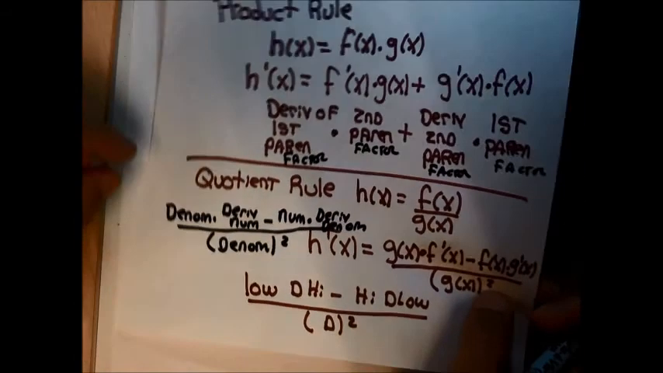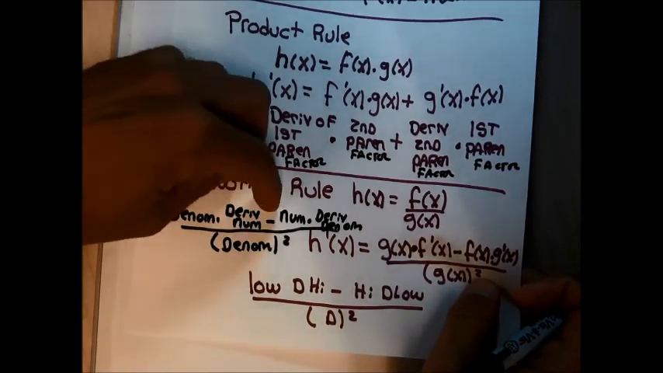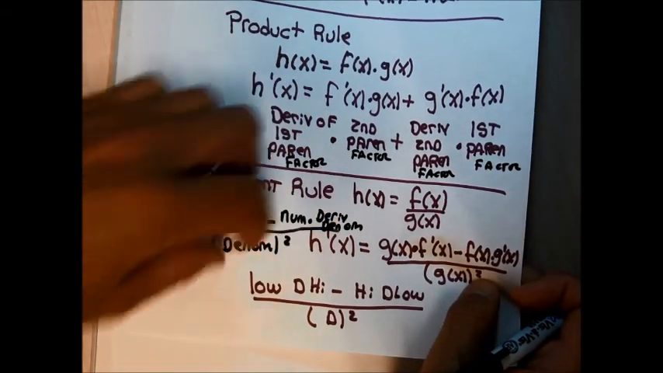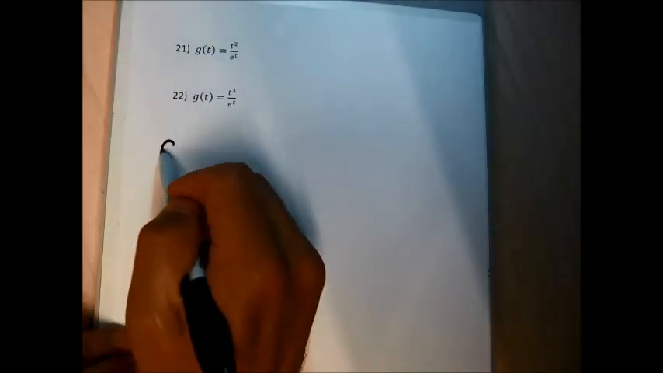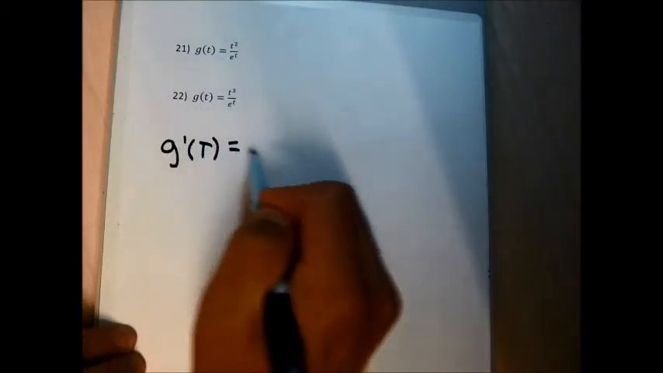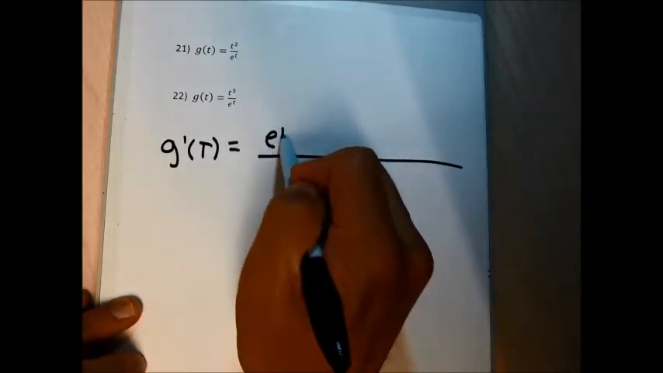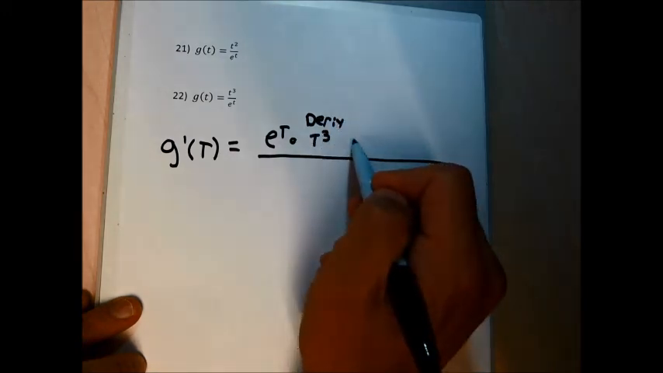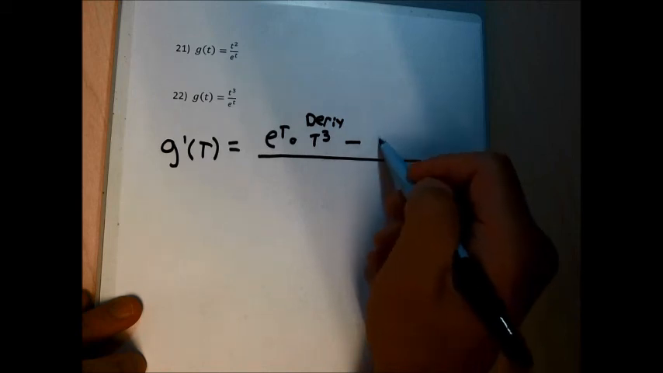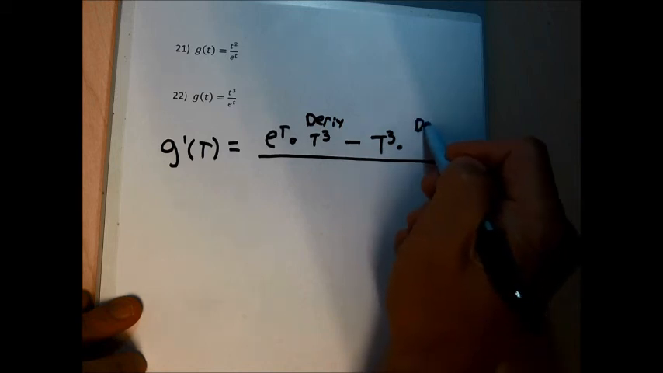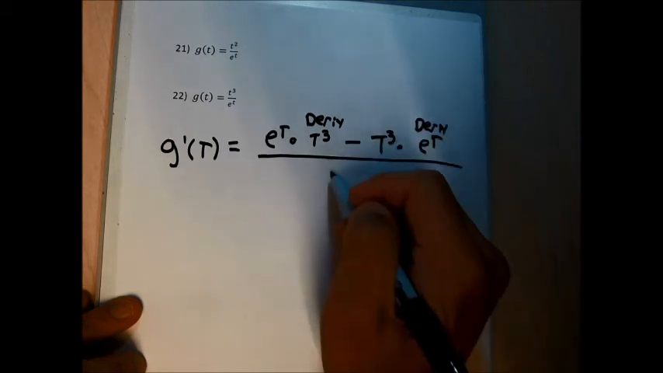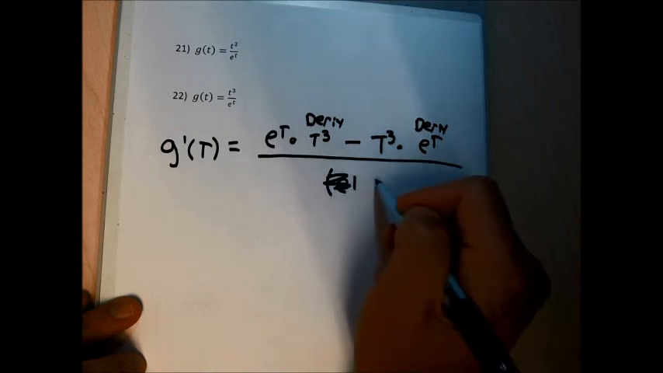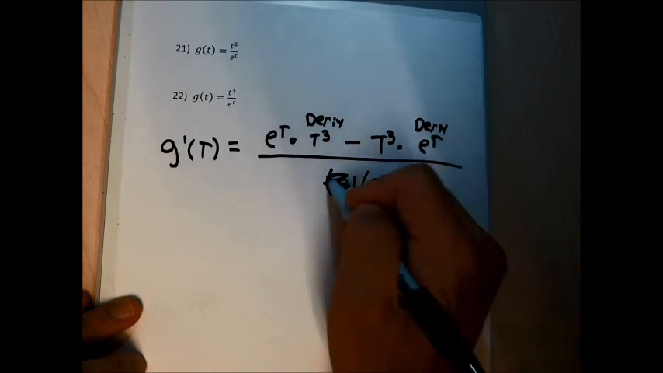Number 22 is a quotient rule because it's a division problem. So I'm going to use denominator times derivative of the numerator minus numerator times the derivative of the denominator, all over the denominator squared. So g prime of t is going to equal the denominator, e to the t, times the derivative of the numerator, which is t cubed, minus the numerator, t cubed, times the derivative of the denominator, all over the denominator squared.